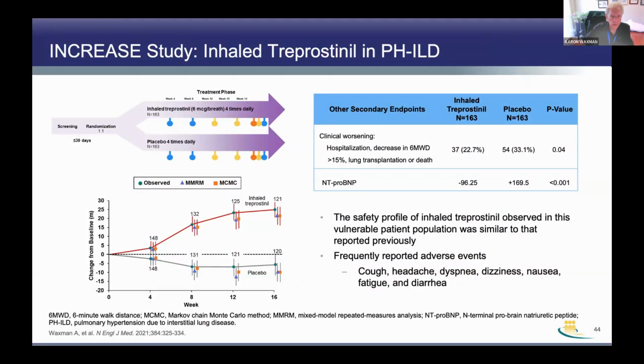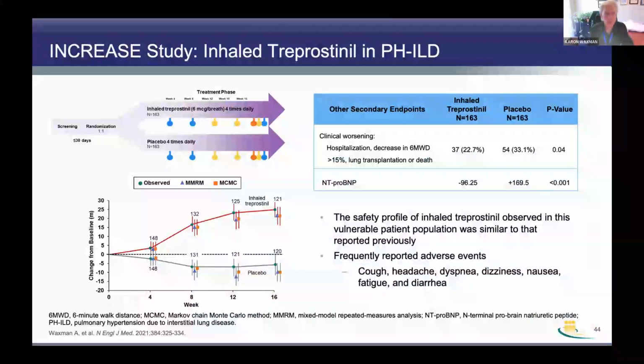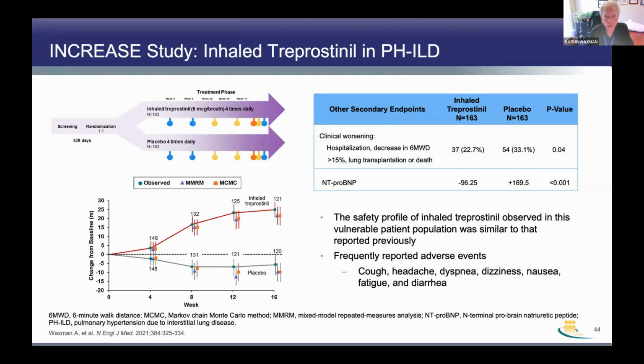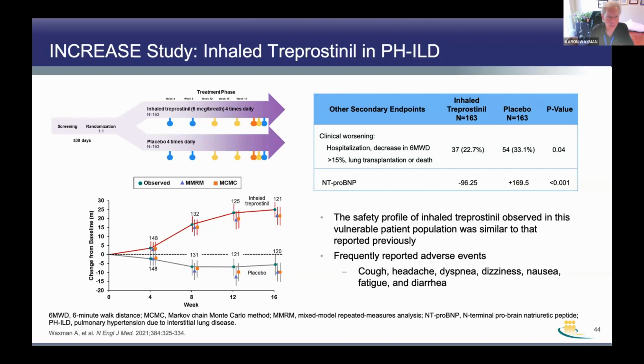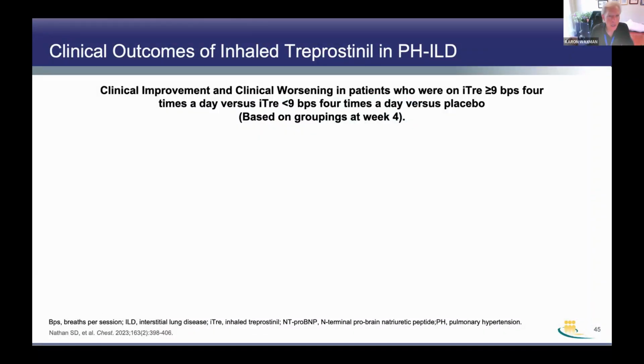The safety profile was fairly typical of patients who are treated with inhaled treprostinil. The frequently reported adverse events included cough, headache, shortness of breath, dizziness, nausea, fatigue, and diarrhea. And you can see also up top some of the secondary endpoints as far as clinical worsening was clearly reduced in those patients on inhaled treprostinil. And also we saw a reduction in the NT-proBNP, all of which were significant. Clinical outcomes, clinical improvement, and clinical worsening in patients who were on inhaled treprostinil.